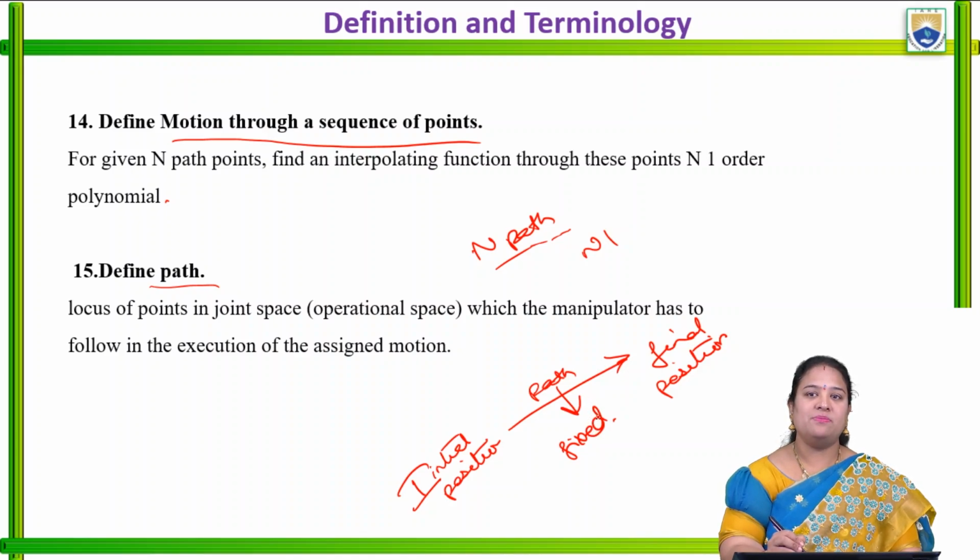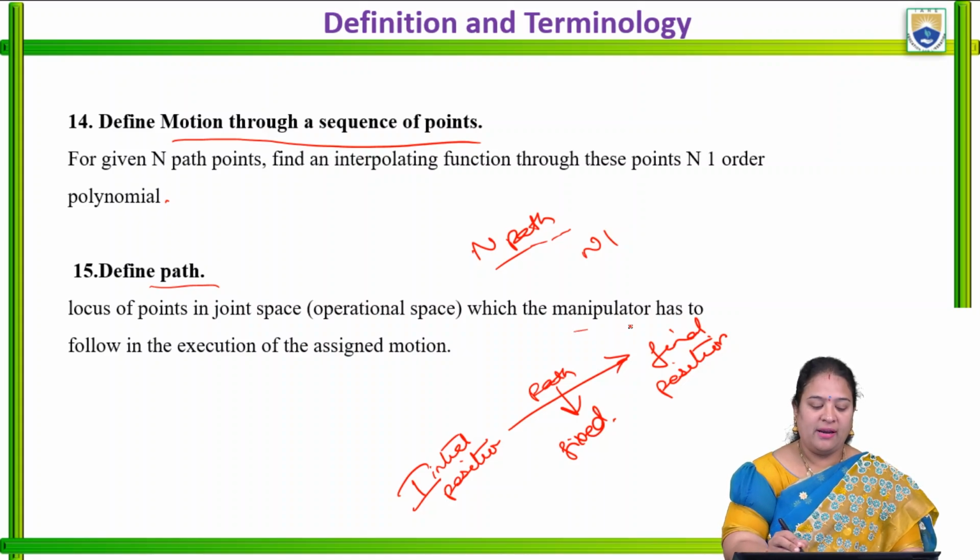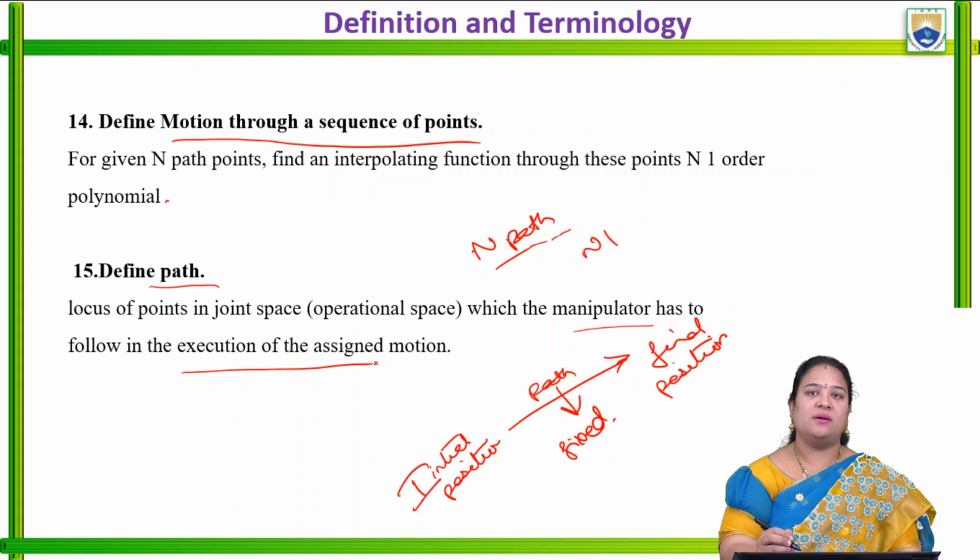When this path is fixed, then that is known as the path function. That is the locus of the points in the joint space which the manipulator has to follow for an assigned motion. When a robot has to move from an initial position to a final position, the path it travels has to be fixed and defined so that it is easy for the robot to move around its surroundings. That is known as the path function.